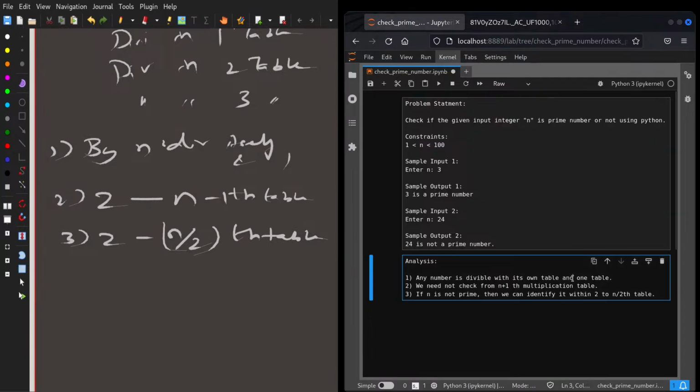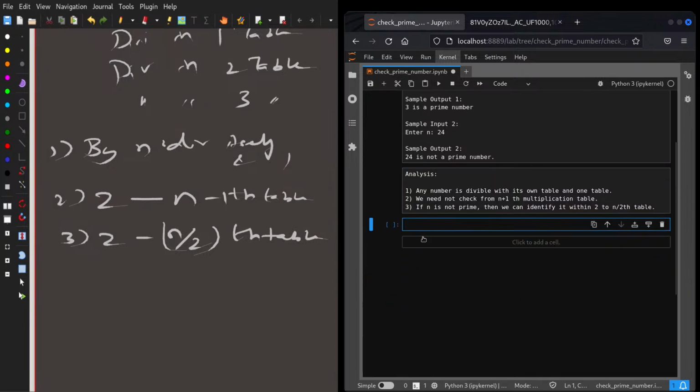First I will write code based on these 3 analyses. After that, I will optimize it again. Okay, and I will show you one more analysis. But first, let's have something like this. Let's write. In range 2 to n by 2.